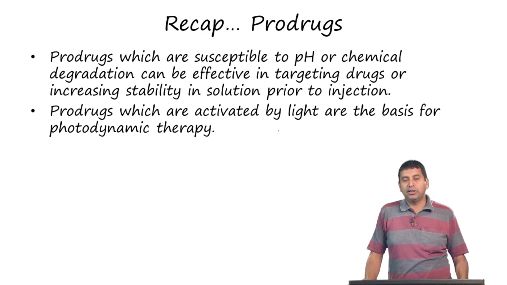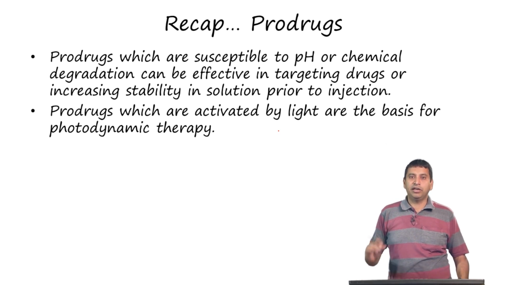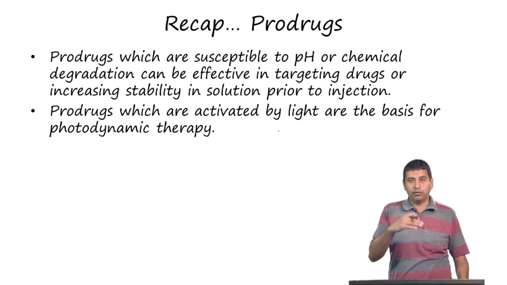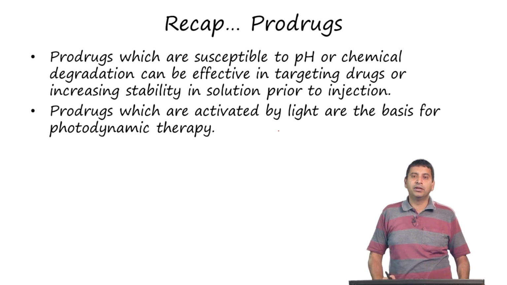Prodrugs can also be made in such a way that they get cleaved by pH changes or by chemical degradation. These can be effective in targeting drugs or increasing the stability of the solution prior to injection. The example that we looked at was methenamine, which is activated under low pH to produce the antibacterial formaldehyde, and this preferentially happens in the infected urinary tract.